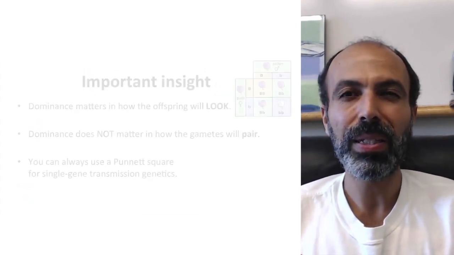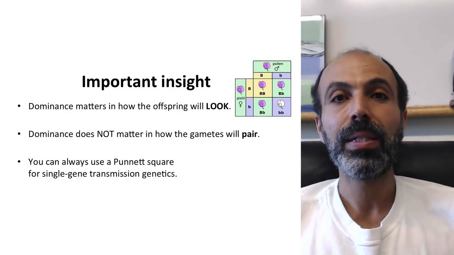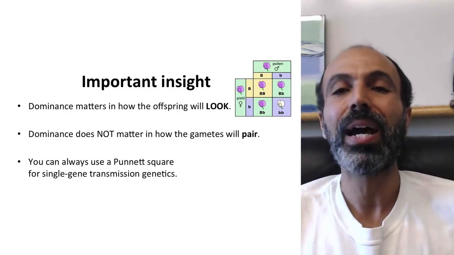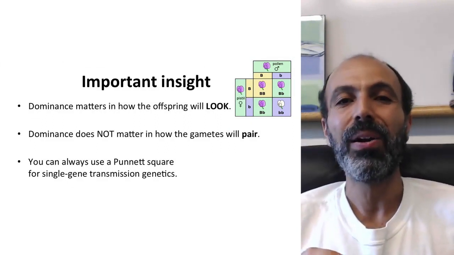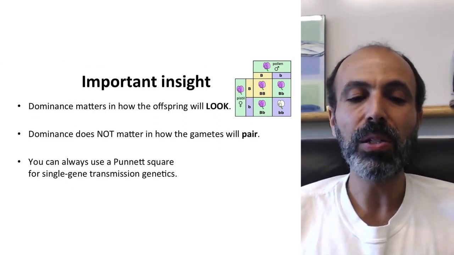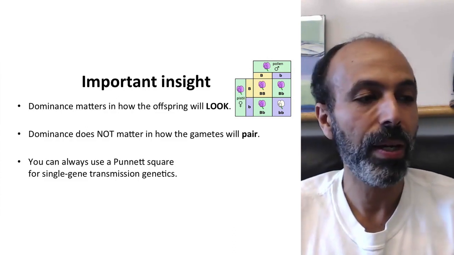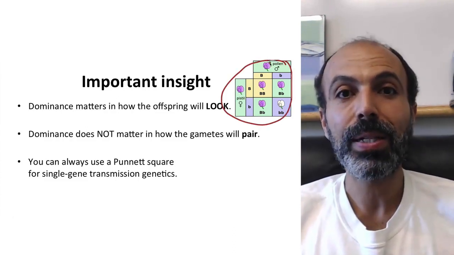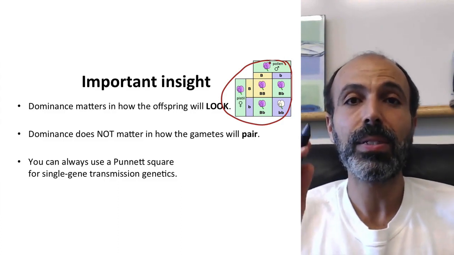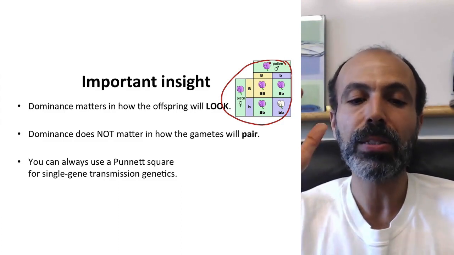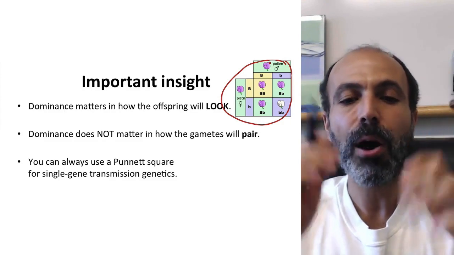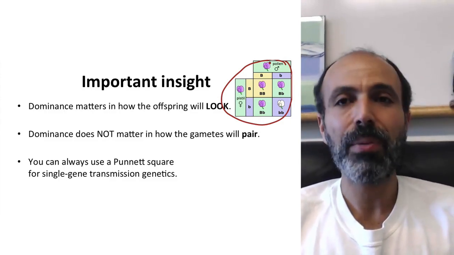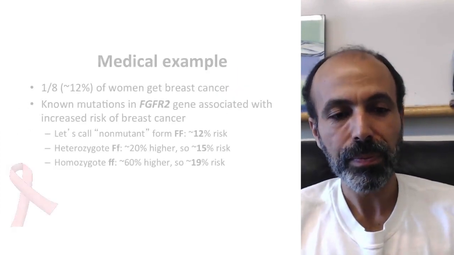And what I hope this illustrates is that dominance matters in how offspring will look, but it does not matter in how gametes will pair. You know, we can use the same kind of Punnett square for things which exhibit dominance as things which do not exhibit dominance. Because dominance only affects how things look. It does not affect how pairing happens. Okay? So let's try out a medical example in this case.